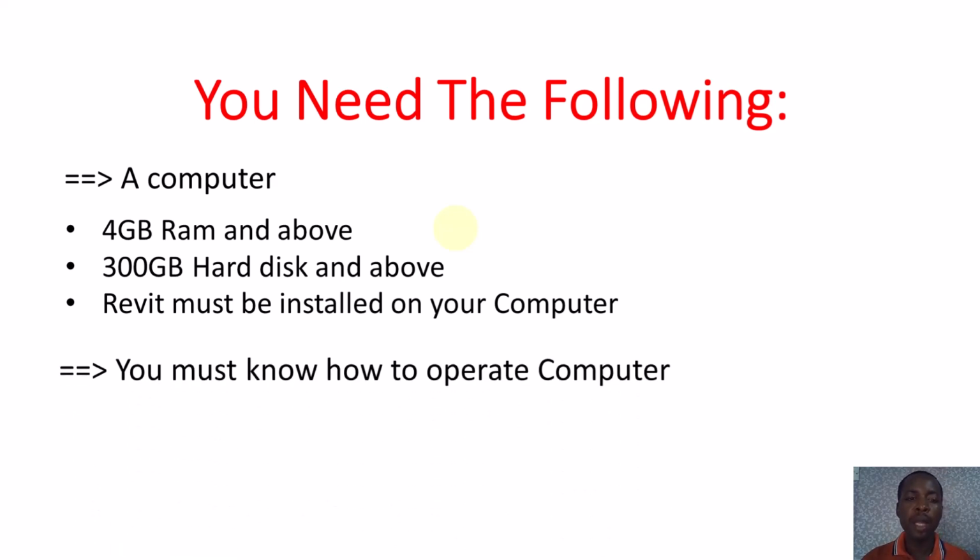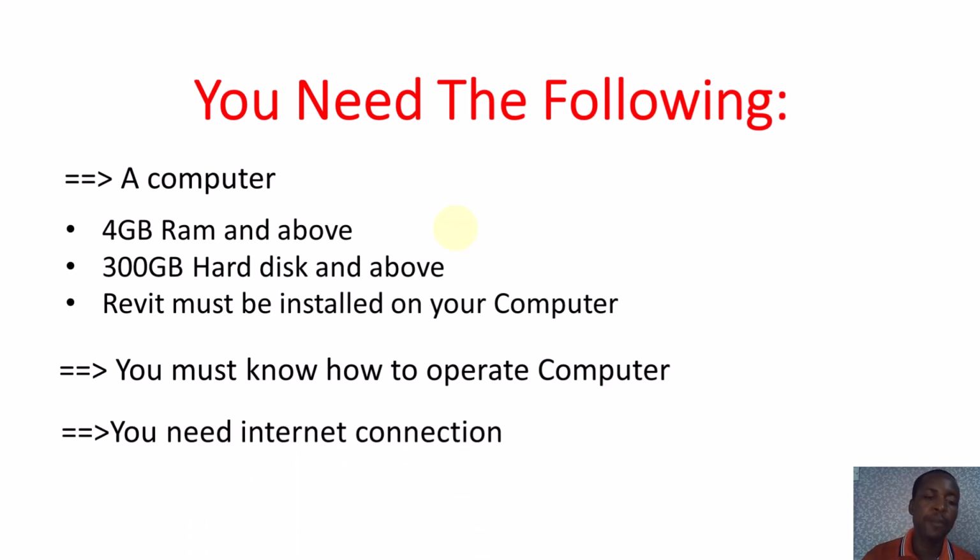Now you must know how to operate a computer. If you must learn Revit, then you must know how to move your mouse, how to type on the keyboard, how to boot your system, and how to save your work. Those small things are the only things you need to know about computers. And you also need an internet connection, because once in a while you need to download certain things from the internet.